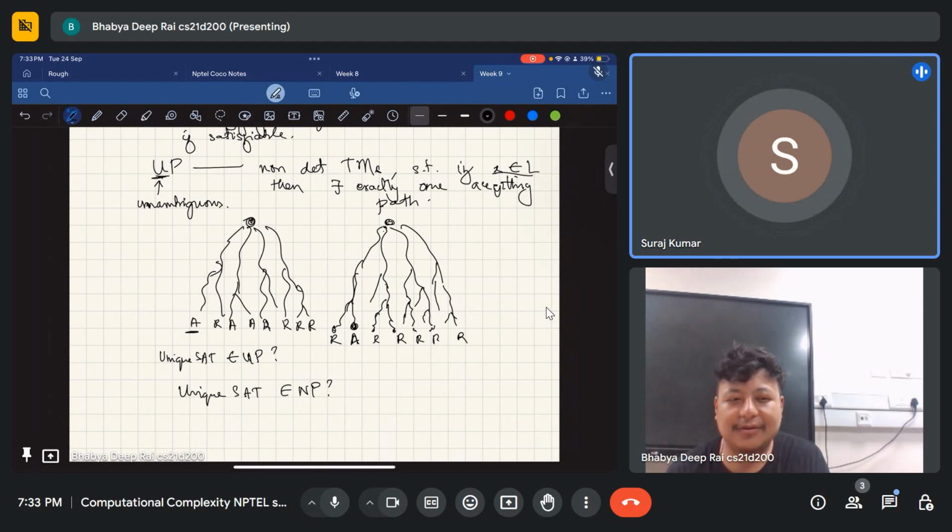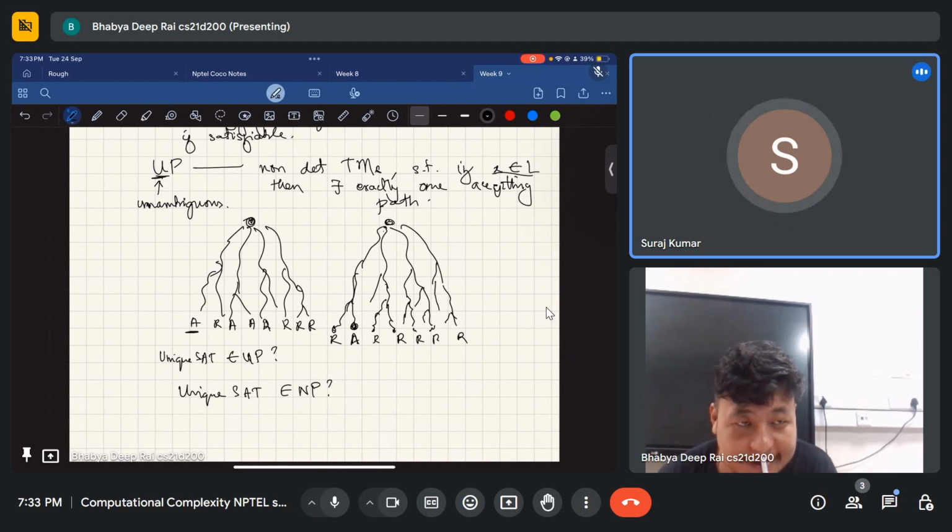I think, no. Why not? SAT is in NP. But for unique SAT to be in NP, we have to check for each and every possible input whether it verifies or not. And if there is only one satisfying assignment, or zero, then it is unique SAT.